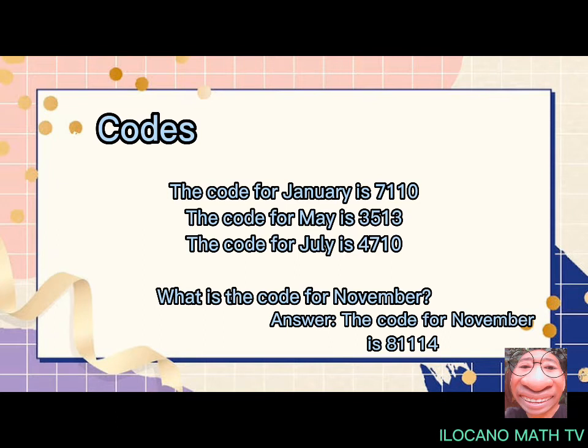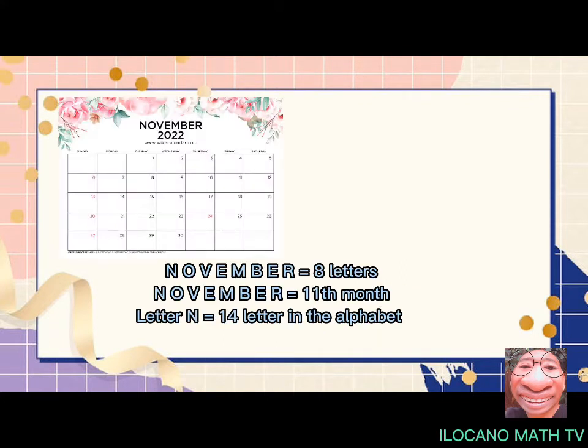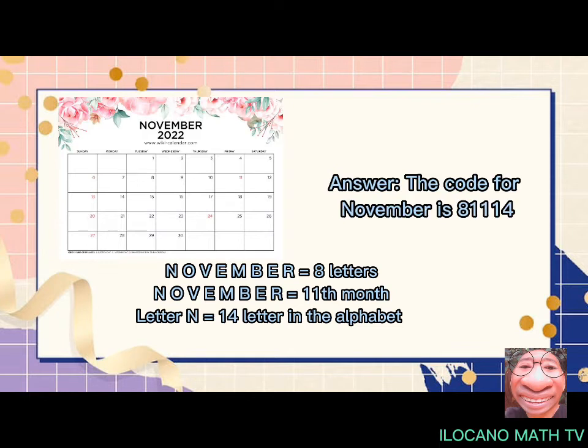The answer for the code of November is 81114. Why? I will explain. The month of November has 8 letters. And the month of November is the 11th month. And the letter N is the 14th letter in the alphabet. So therefore, the code for November is 81114.